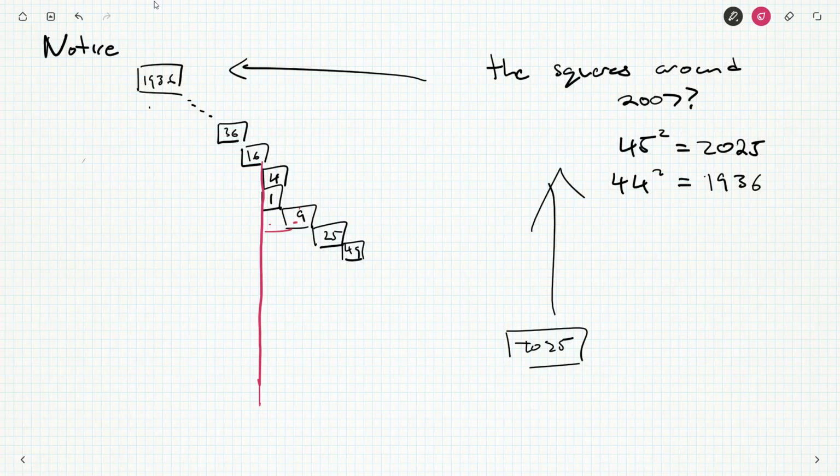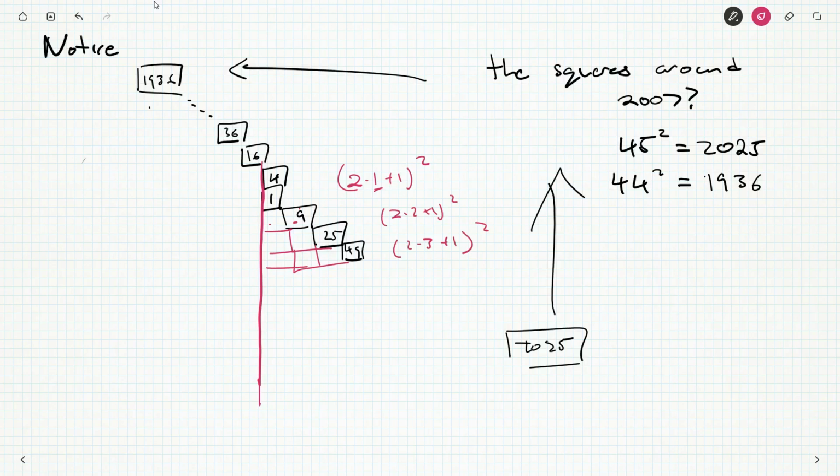Okay, 9 is 3 squared. That's 2 times 1 plus 1 squared. We go over 1 space. 25, to get over to this red line, we go over 2 spaces. 25 is 2 times 2 plus 1 squared. 49 is 7 squared. That's 2 times 3 plus 1 squared. And we go over 3 spaces to get to this fella here.